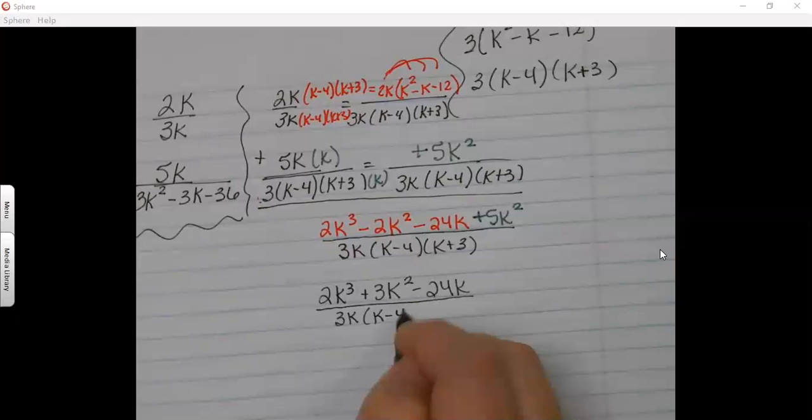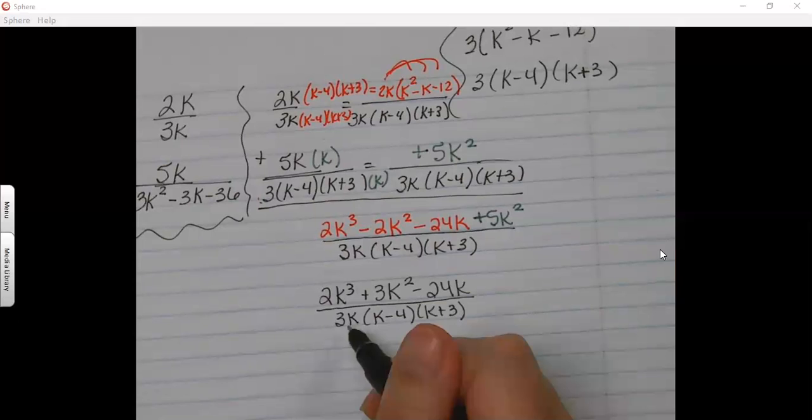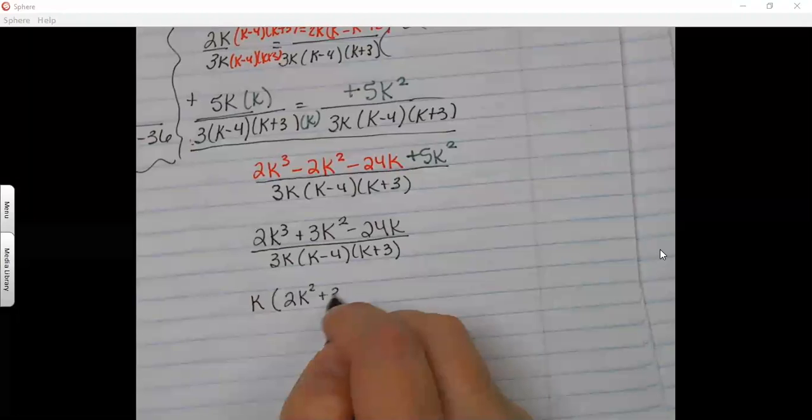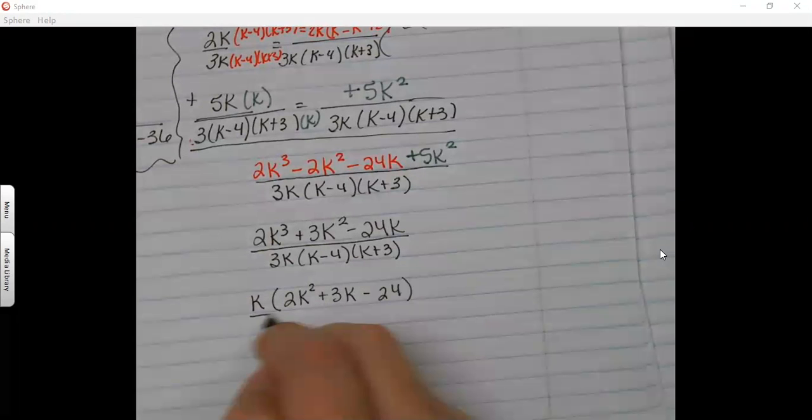Now I can see I have a GCF of what? k. And if I factor it out, the denominator, there's a k in the monomial, I'll be able to cancel those or reduce them, right? So I'm going to go ahead and factor out a k from my numerator. So when I do, I get 2k squared plus 3k minus 24 all over 3k times k minus 4 times k plus 3. I just factored out a k from the numerator.